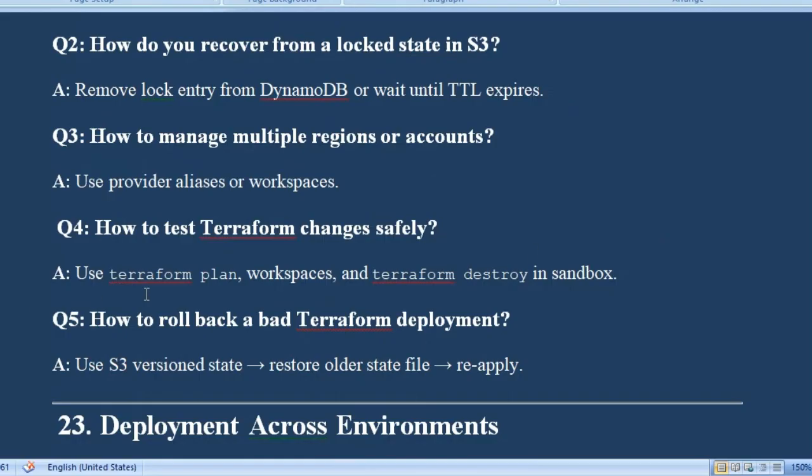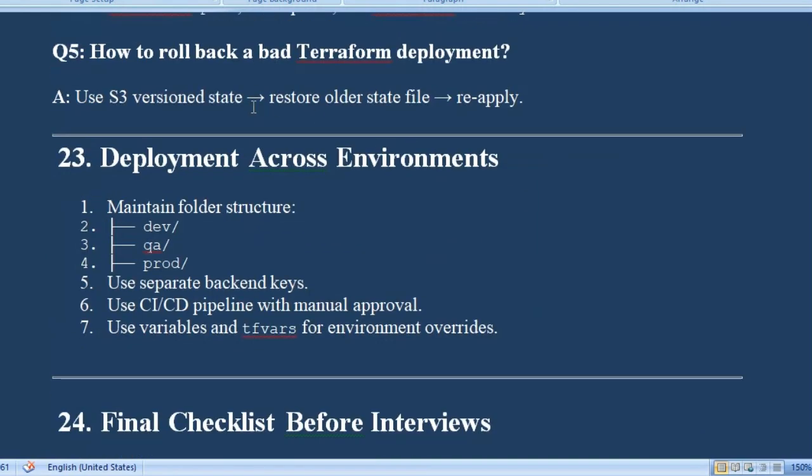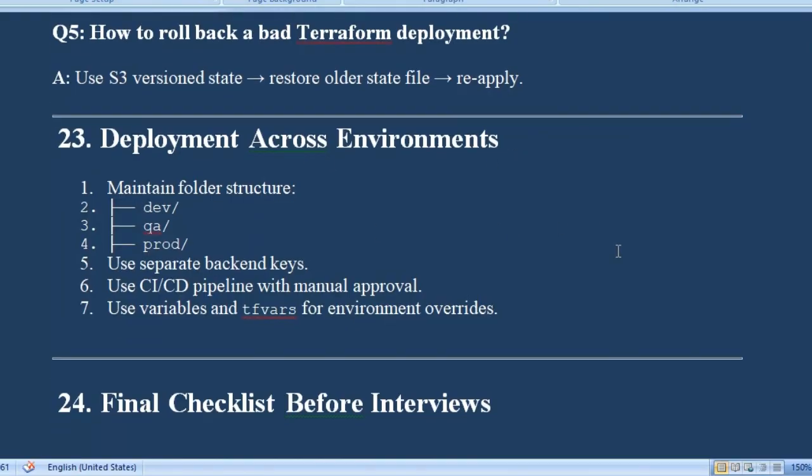So use Terraform plan, workspace, and Terraform test. By using these commands only, you can handle that safely. And how to roll back? For example, if you lost something, you need to roll back by using S3 versioning state, so you can restore the older state file. Okay. This is the deployment across the environments like dev, QA, production.